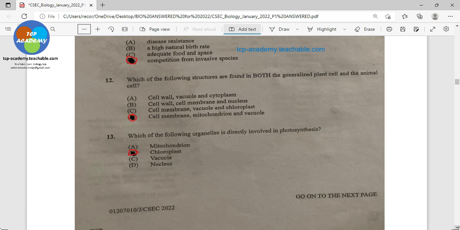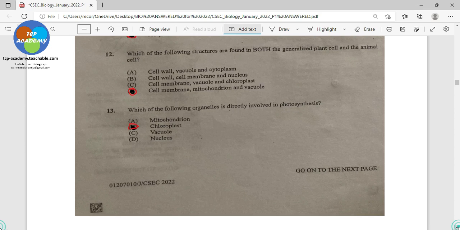Number 12, repeated question. It's not a repeated question, but let me read it. Which of the following structures are found in both generalized plant and animal cells? It's going to be cell membrane, mitochondria, and of course, vacuole. Number 13, which of the following organelles is directly involved in photosynthesis? That's going to be the chloroplast, number 13.